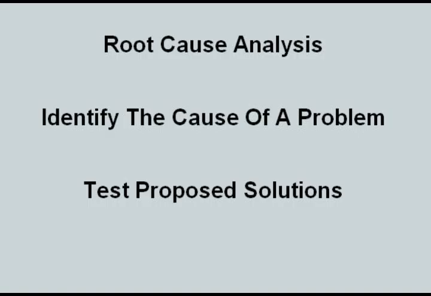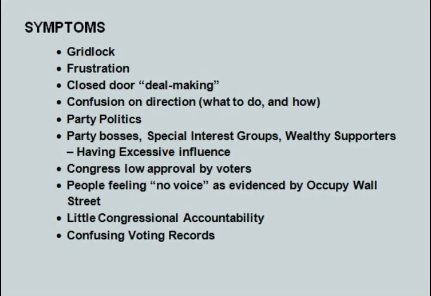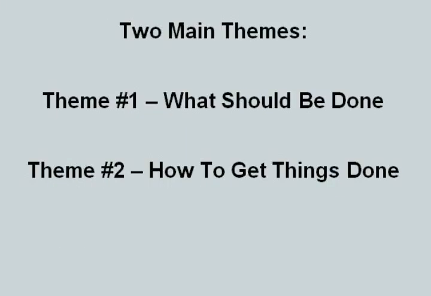For the problems with Congress, I started by making a list of undesirable symptoms: gridlock, frustration, closed-door deal-making, confusion on direction, what to do and how, party politics, party bosses, special interest groups, and wealthy supporters having excessive influence, Congress's low approval by voters, people feeling no voice as evidenced by Occupy Wall Street, little congressional accountability, and confusing voting records. After studying this list, I concluded the problems can be simplified by designating two main themes.